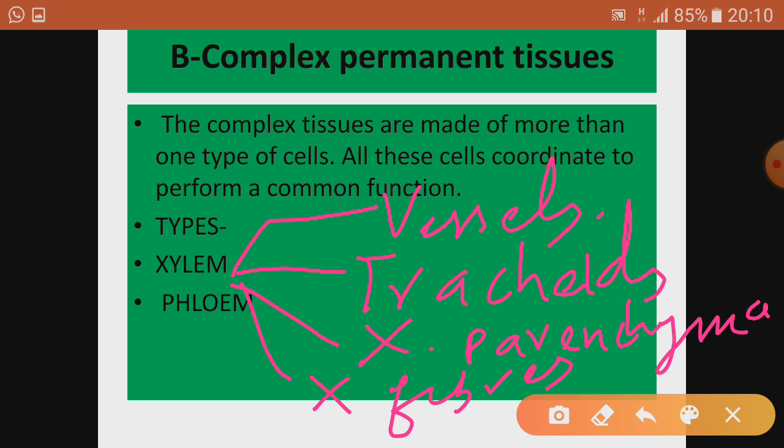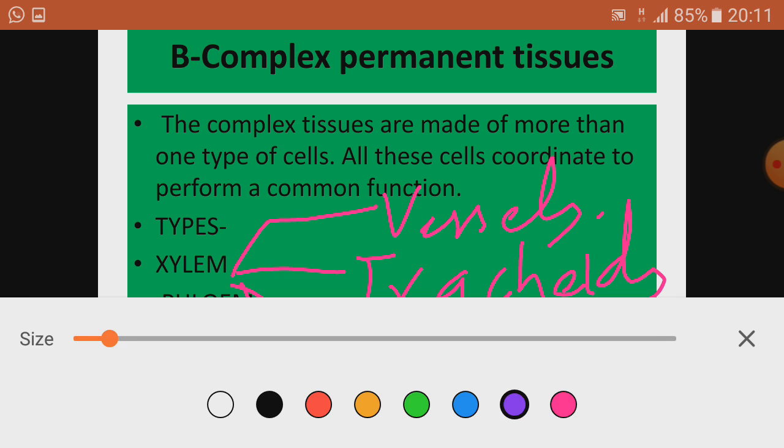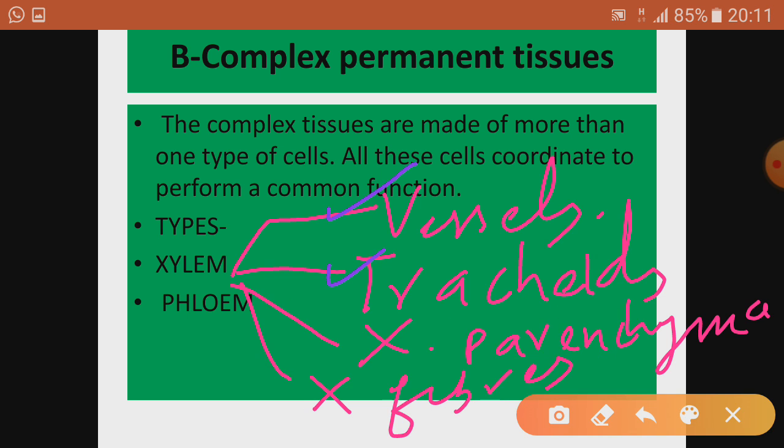First, focus on the xylem. Here you see what is the role of xylem. You have already read earlier also that xylem is a conducting tissue. It conducts water from the roots to the kitchen of the plant, that is the leaves. And who does that function for the xylem? The main function is performed by vessels and tracheids.